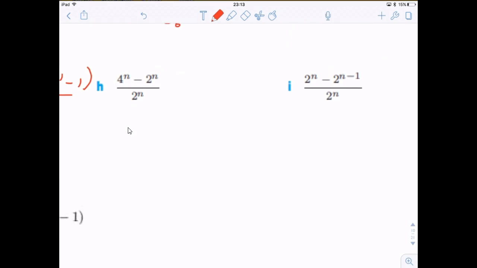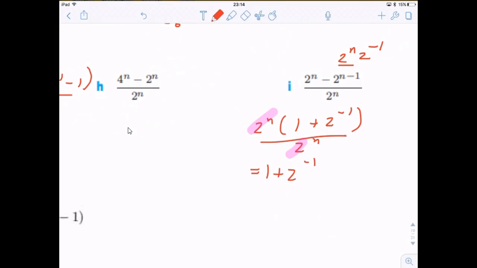I. 2 to the n minus 1 is equal to 2 to the n times 2 to the negative 1. I can factor out a 2 to the n from both on top. So I'll have 2 to the n. I'll factor out 2 to the n from 2 to the n, I'm left with 1. I factor out 2 to the n from this, and I'm left with 2 to the negative 1. Then I divide by 2 to the n. I can cancel those out. I'm left with 1 plus 2 to the negative 1. 2 to the negative 1 is 1/2. So I'm left with 3/2.